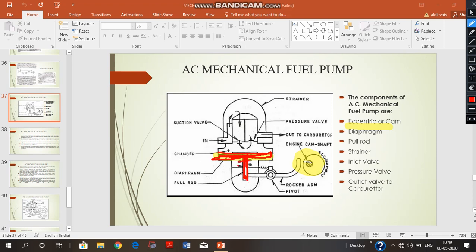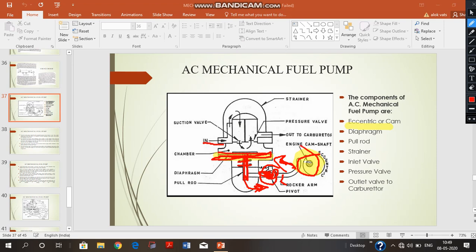These springs are also called the diaphragm retainer springs, and this is the rocker arm, and this is a pivot. The rocker arm is pivoted against this pivot and moves about it, either in the clockwise or anti-clockwise direction, and it is operated by means of an eccentric cam.